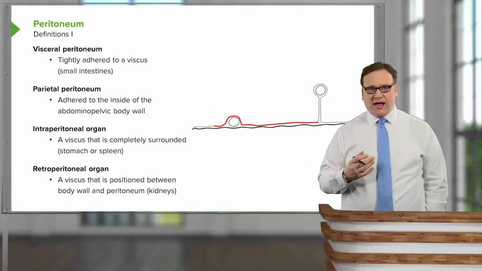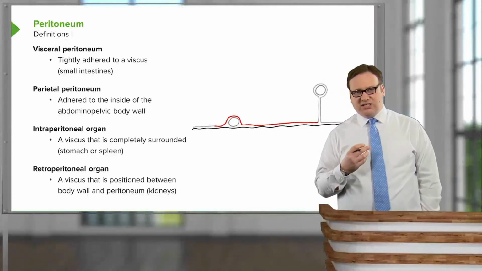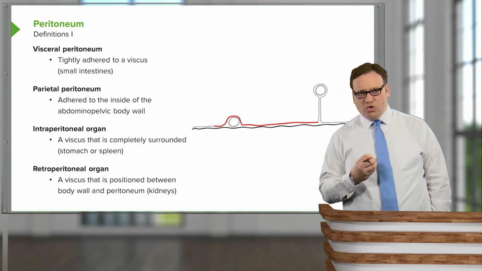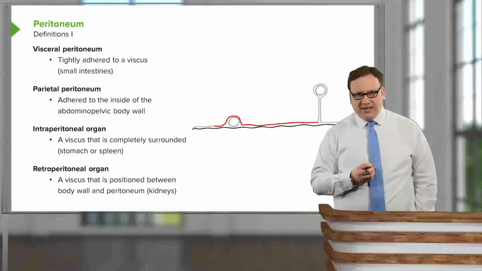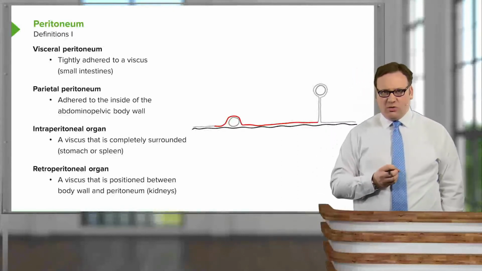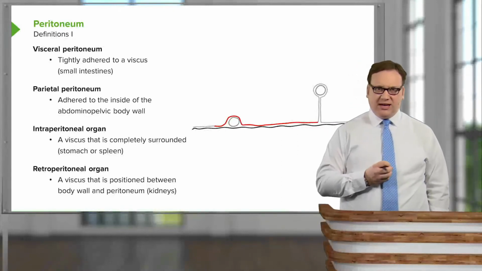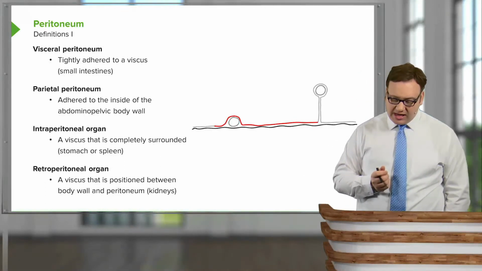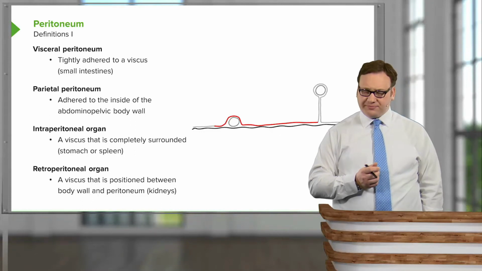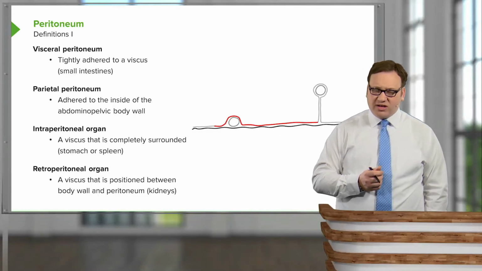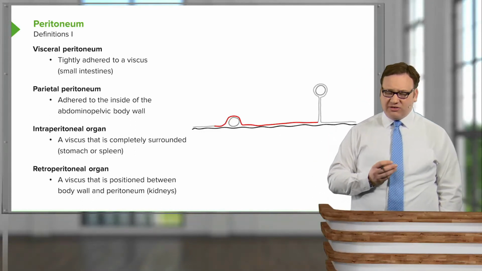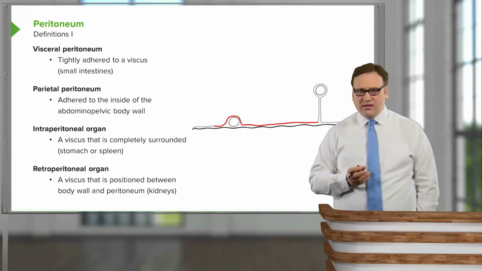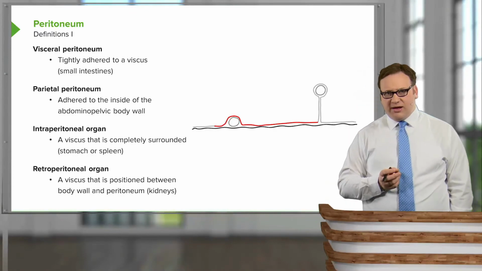Now, besides visceral peritoneum and parietal peritoneum, we also have definitions to define the relationship of an organ to the peritoneum. These can be either an intraperitoneal organ or a retroperitoneal organ. We mentioned retroperitoneal organs before when we spoke about the duodenum. That is a retroperitoneal organ, or at least the vast majority of it is. The kidney is a retroperitoneal organ. The pancreas is a retroperitoneal organ.